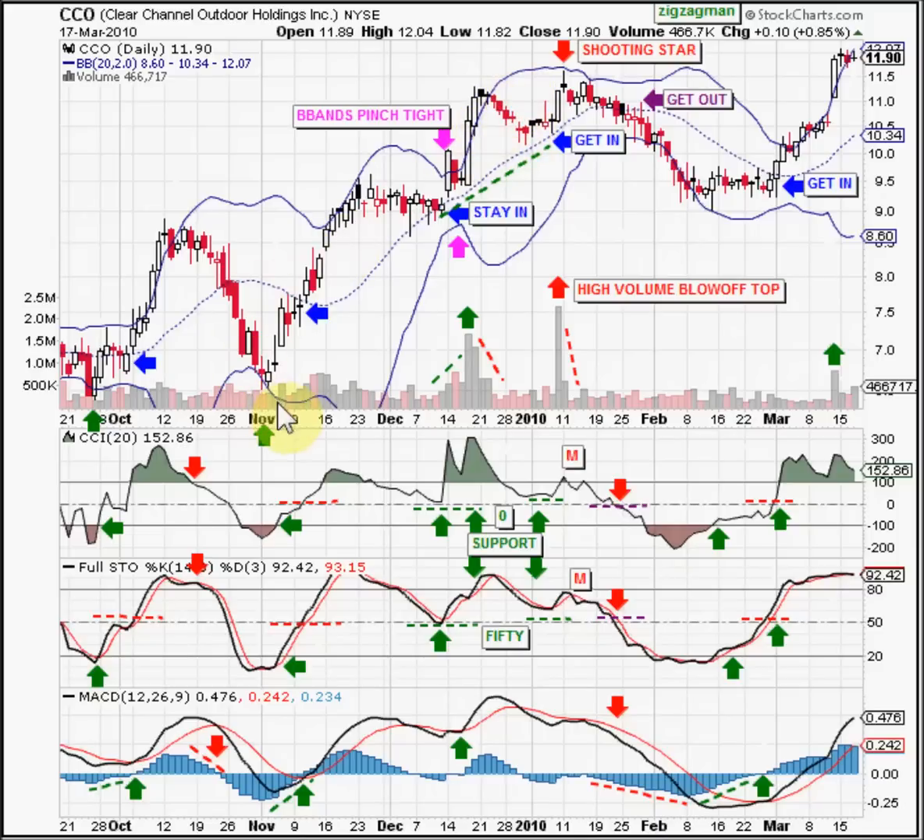And the same holds true for the lower Bollinger Band. It's like a fish jumping out of water. He can't breathe up here. So eventually he's going to have to fall back into the water, which is the blue line, the upper Bollinger Band. So this is a beauty. CCO, Clear Channel Outdoor Holdings Incorporated. Put this one on your radar screen. It moves really well. I like it a lot. Just because it doesn't have a million shares a day every day, average volume, is no reason to turn your back on this one. Okay?